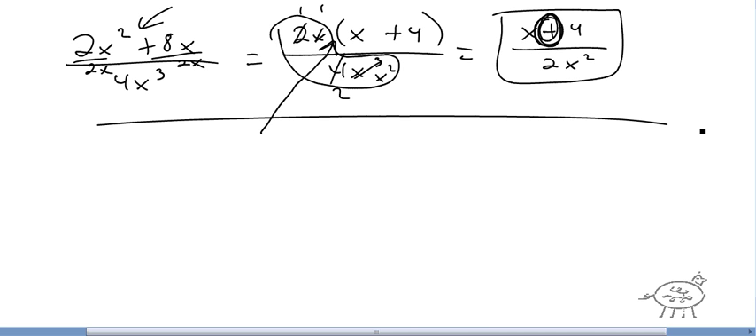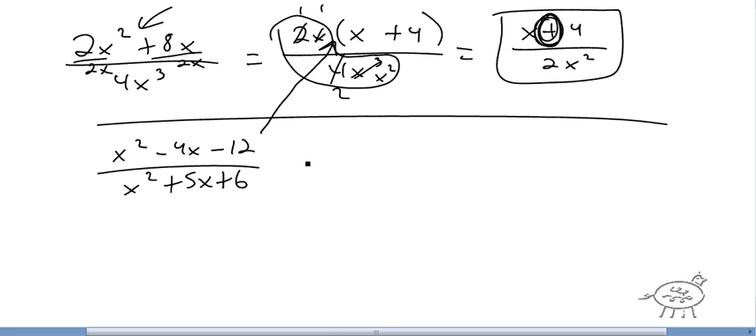Okay, let's try another one here. X squared minus 4x minus 12 over x squared plus 5x plus 6. And guys, you have to be so careful with factoring. Check your signs. Make sure you actually have the right numbers factored. So if you factor this guy, the signs are plus and minus. And the answer that works for 12 is actually 6 and 2. It's minus 6 and plus 2.